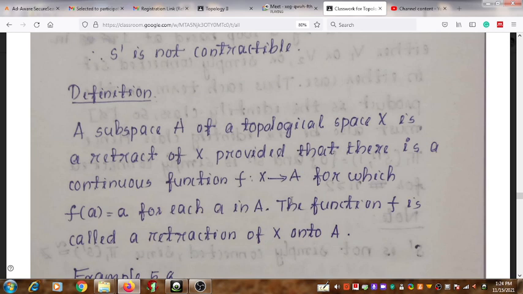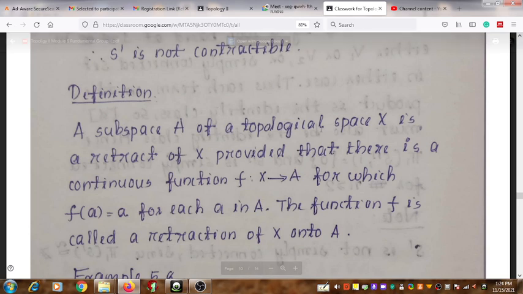In this video, we shall discuss the concept of a retract and the retraction, which is defined on a space. The definition: we take a subspace A.